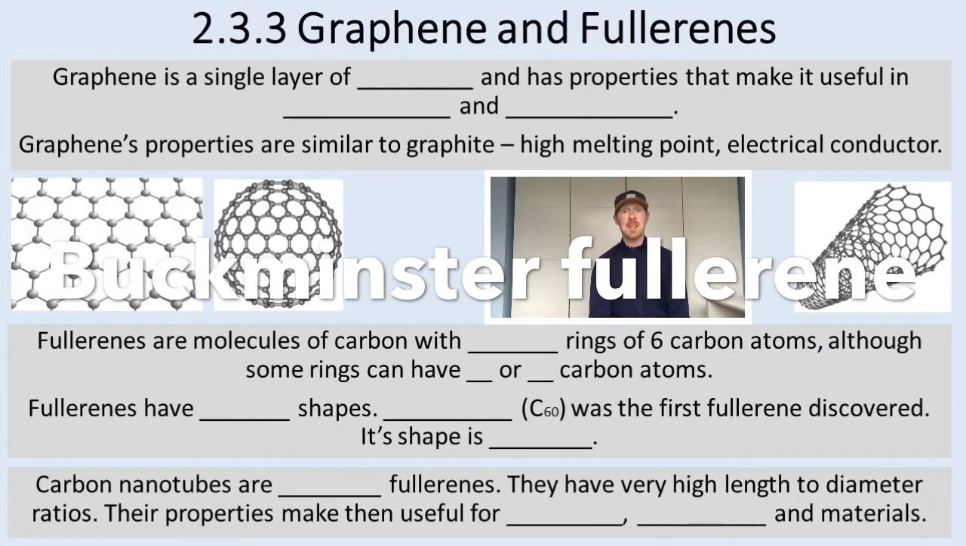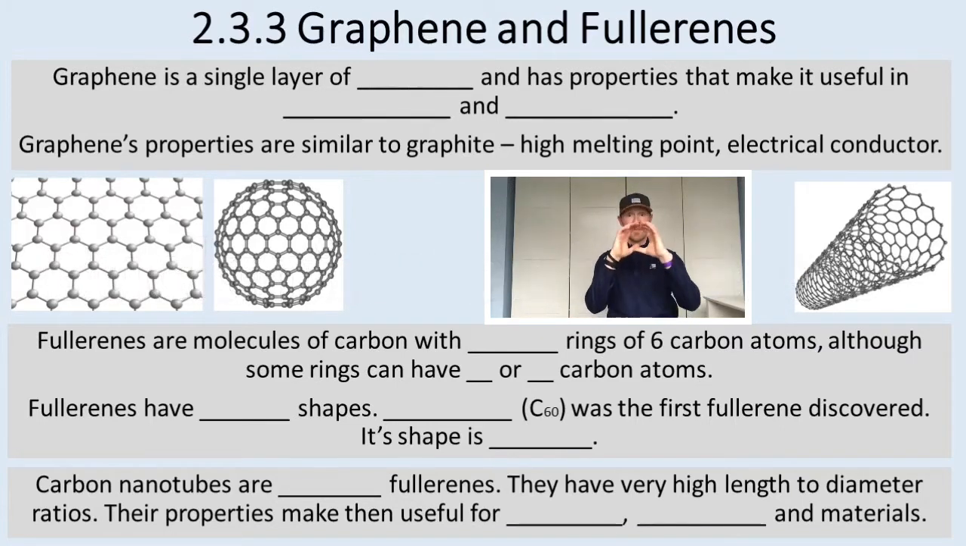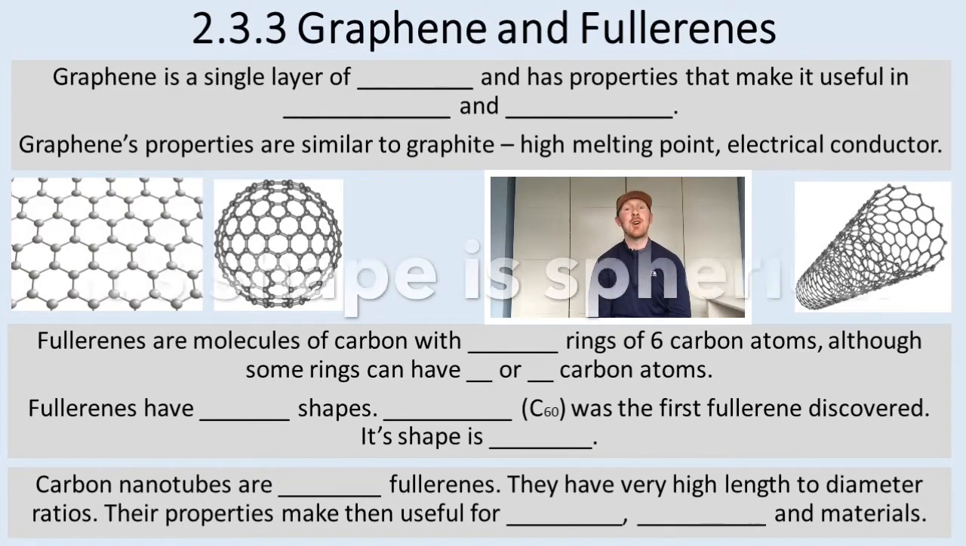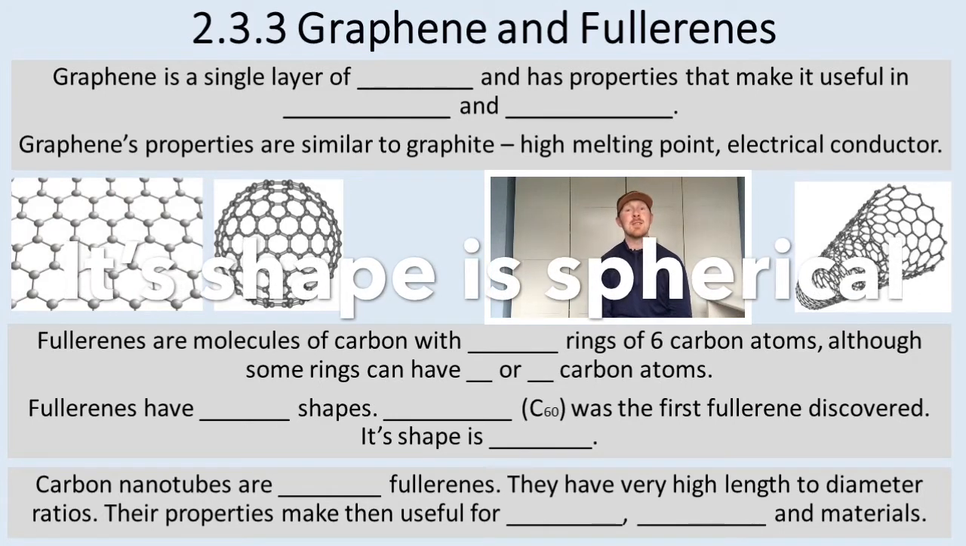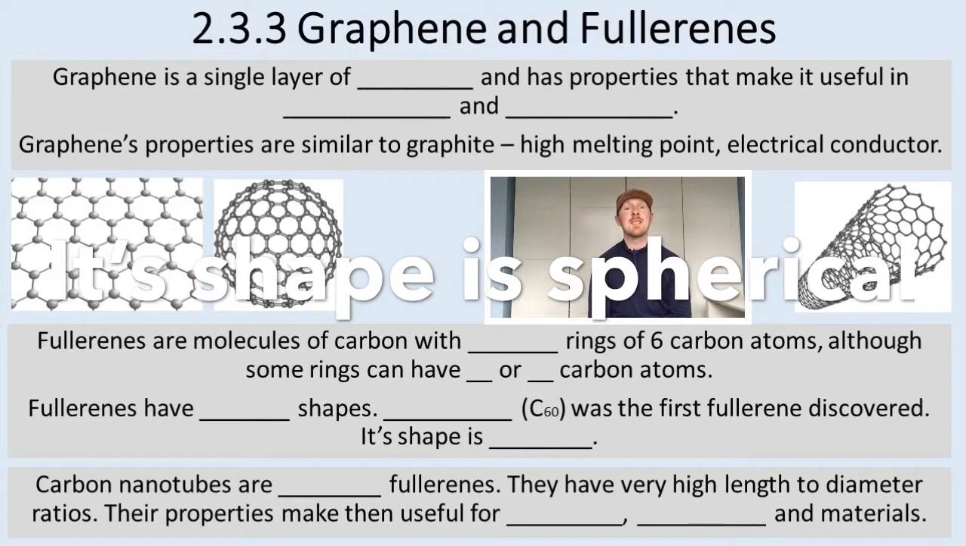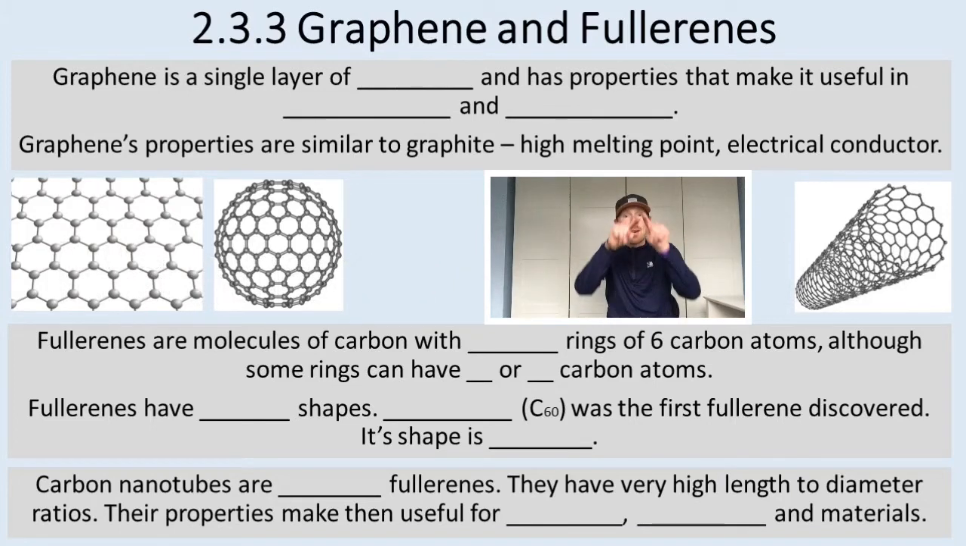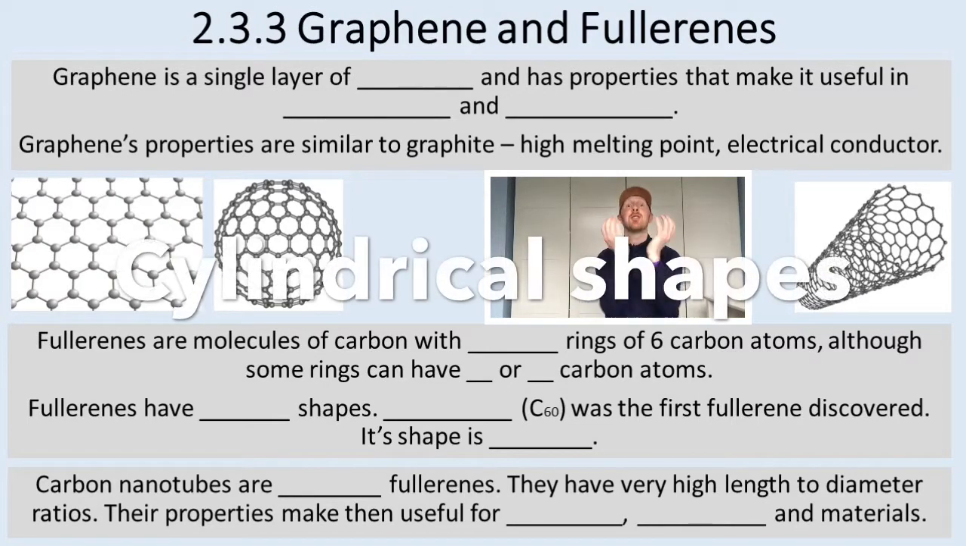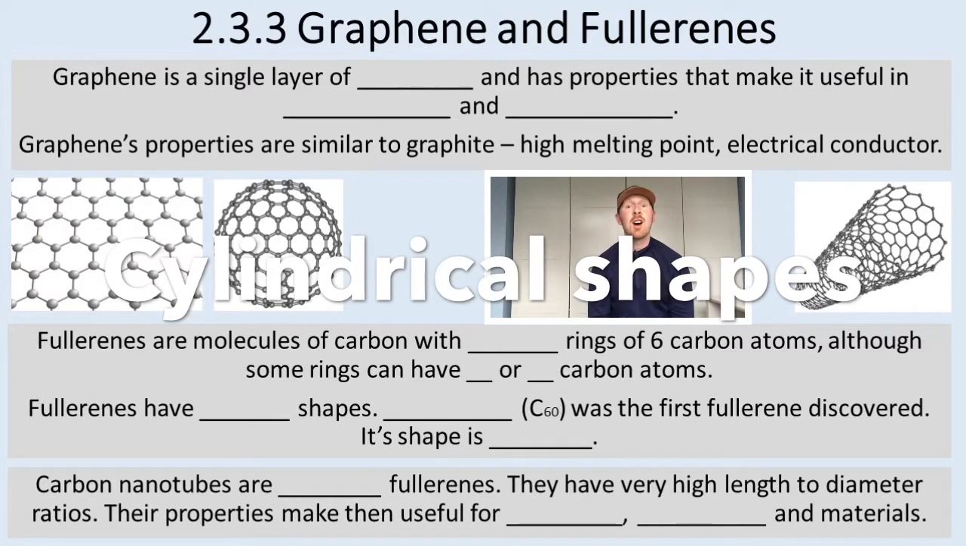And the strange thing about Buckminster fullerene is it's spherical in shape. In fact, the old arrangement for a football in terms of the way it was patched together was based on Buckminster fullerene, where you had rings of 5 carbon atoms and rings of 6 carbon atoms forming this Buckminster fullerene spherical ball. So carbon nanotubes, they're cylindrical structures of fullerenes.